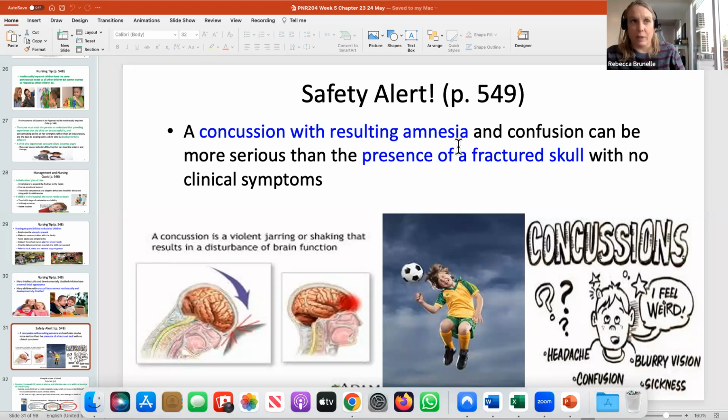Obviously, a lot of kids play sports. So remember, if they have a head injury when they're playing sports, resulting in a concussion that causes amnesia, that's potentially more serious, in the event of a fractured skull or something that they would need more follow-up. So when you're educating parents about sports injuries and concussions, make sure they report any loss of memory.